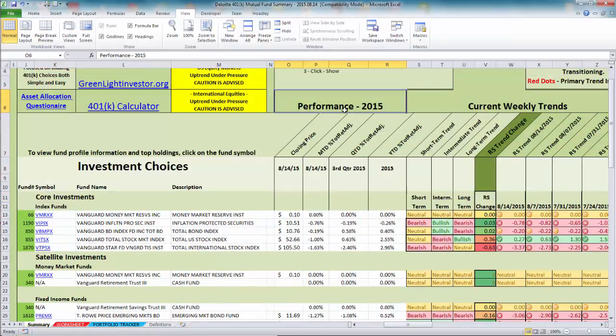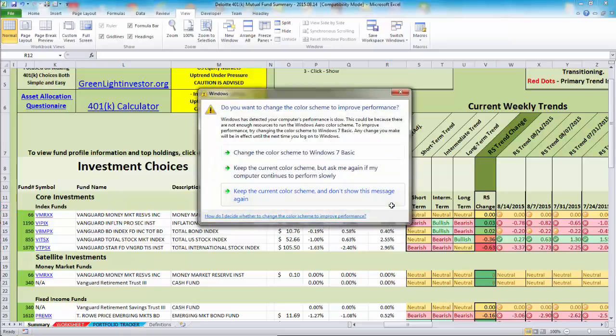In the middle part of the worksheet, we have the performance numbers for the year. We'll start out by showing the closing price for each of the funds. We'll show the month to date, the quarter to date, and the year to date returns. Looking at the year to date returns is important so you can see that the fund choices that you're currently in are competitive with the ones that are available to you within each of the different categories. It's important to not get too far behind or to stick with a lagging fund for too long.